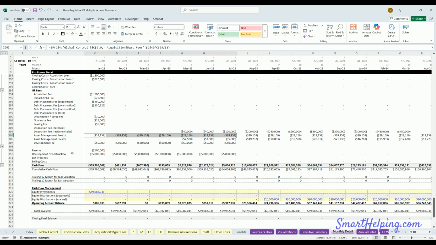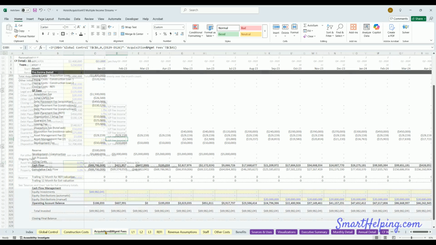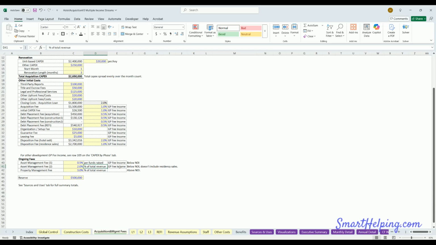There's also an asset management fee that's based on total revenues, which is the second one, so percentage of total revenue. It does not include residency sales because there's already fees against that here. And then property management fee, this is not a GP fee, and it hits above the net operating income. All these other fees are below NOI, so it has nothing to do with operations. But the property management fee is above NOI. It's not a GP fee, and that's just percentage of total revenue as well. And then you get your reserve here, 500,000.